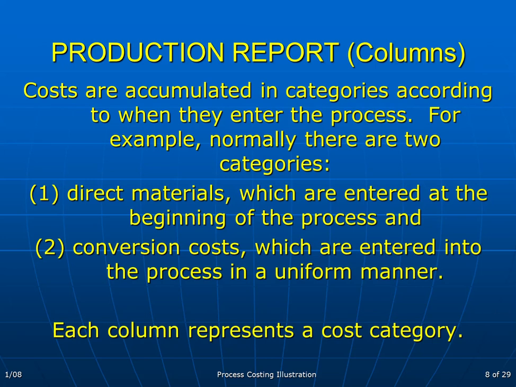And then we have to calculate allocation rates for each cost pool we have in our production report. Each column represents a cost pool. How do we determine how many cost pools we have? That has to do with when those costs are introduced into the production process. So the typical situation is you have direct costs, which are introduced at a discrete point in time, and you have your conversion costs, which are introduced uniformly.